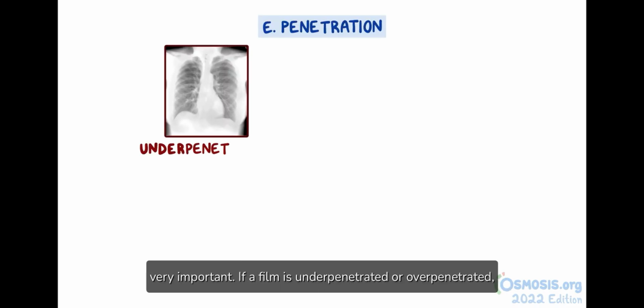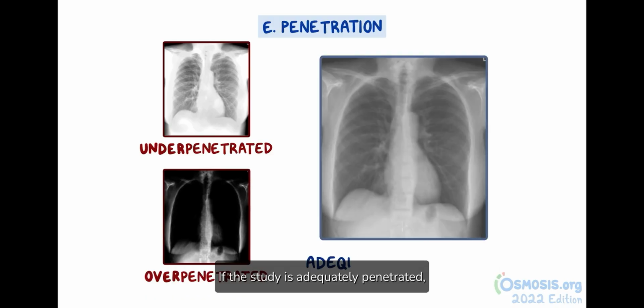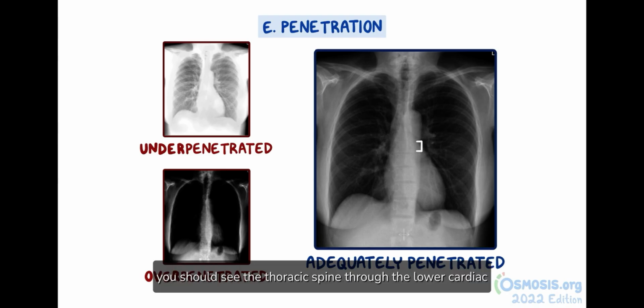Penetration is also very important. If a film is underpenetrated or overpenetrated, you may not be able to visualize important pathology. If the study is adequately penetrated, you should see the thoracic spine through the lower cardiac shadow.